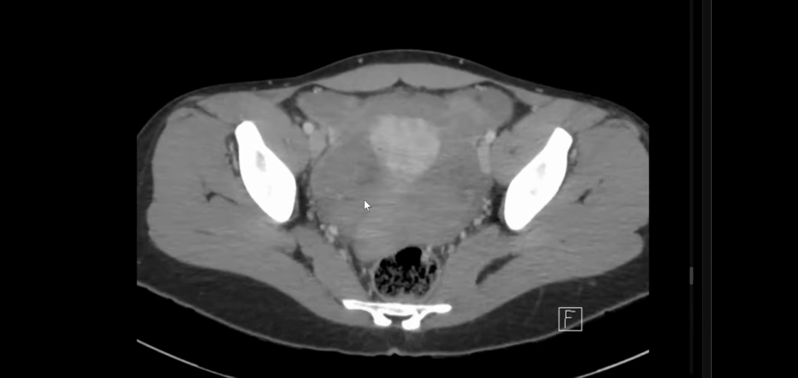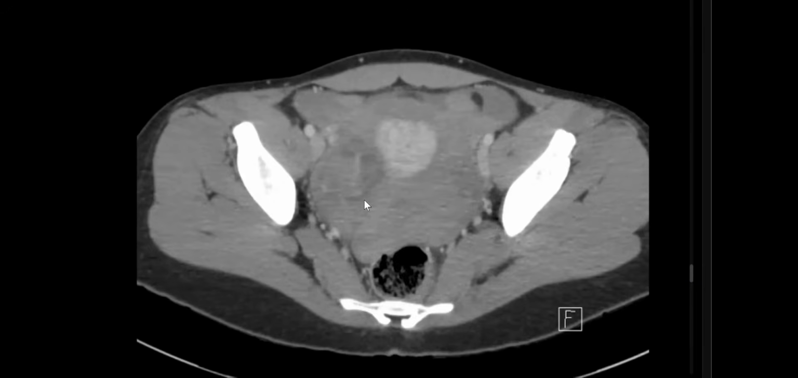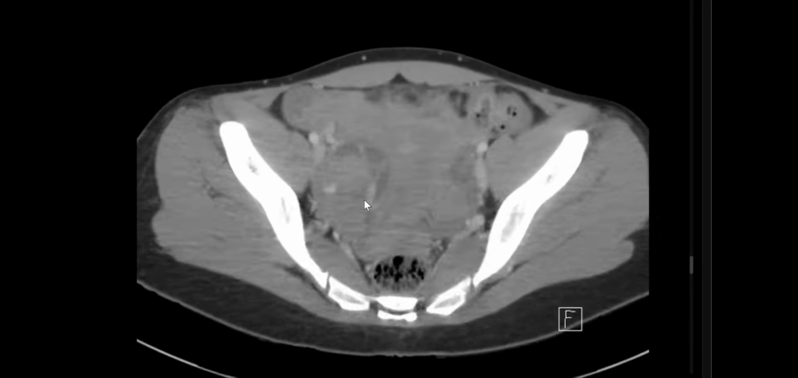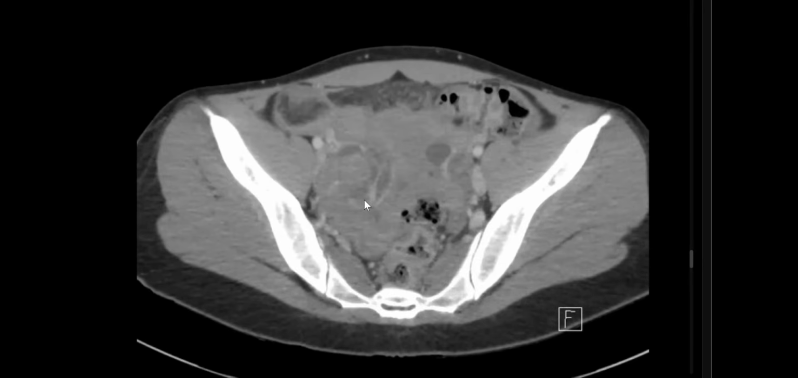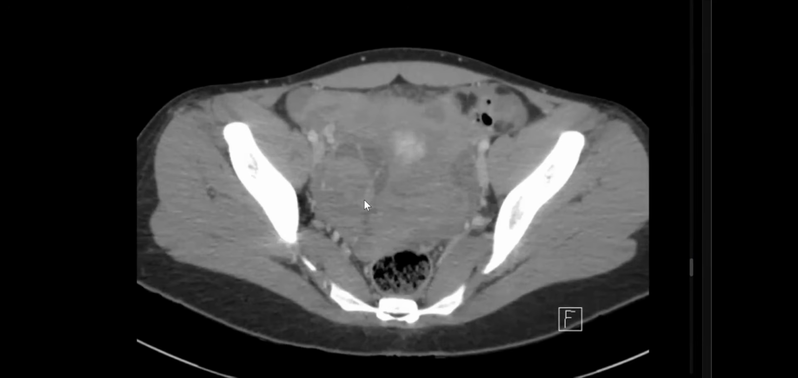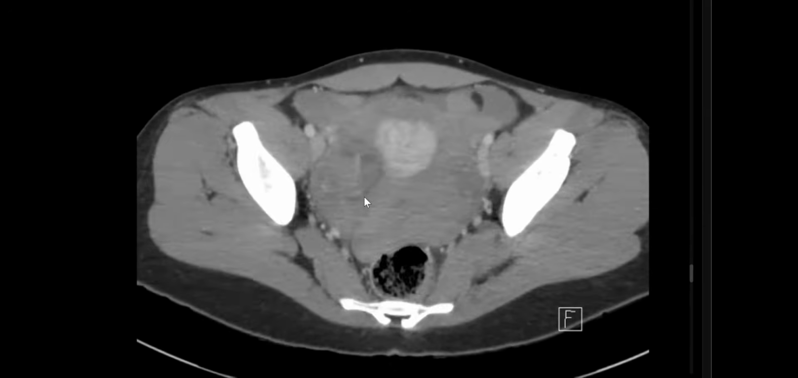Has he got any history of fever or any constitutional symptoms? No fever or constitutional symptoms. Just pain. Okay. You have this area of extravasation and some fluid in the cul-de-sac, filling the cul-de-sac posterior to the uterus. What is your suspicion and what to do next to confirm?